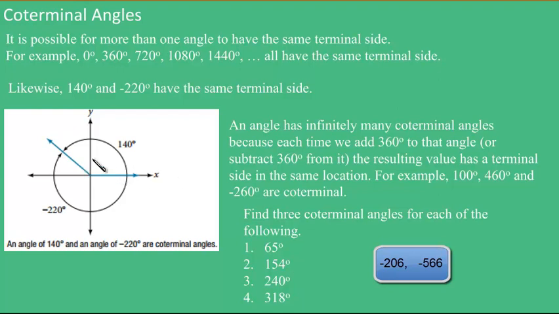So for any given angle, the coterminal angle is found by simply carrying out one complete revolution either in the positive direction or in the negative direction. So I can add 360 and then add 360 and then add 360, or subtract 360, subtract 360, subtract 360.